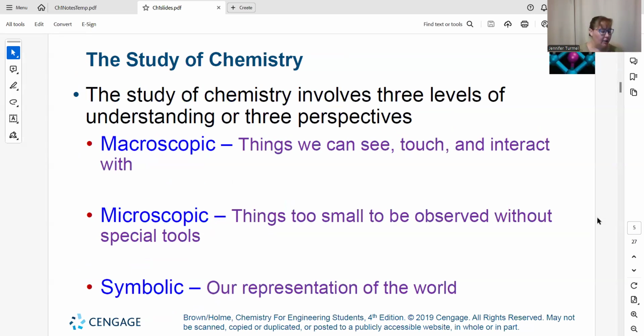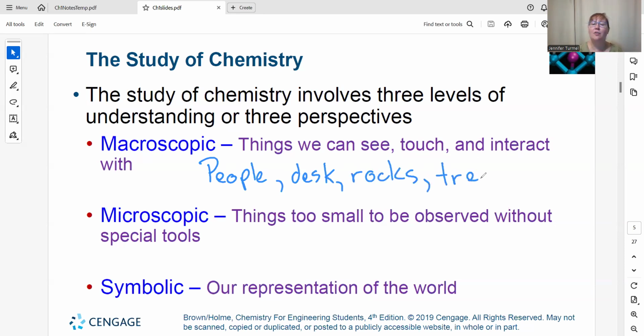So now let's take a look at our next step here. The study of chemistry involves three levels of understanding, or three perspectives. Macroscopic are things that we can see, touch, and interact with. So some examples of that might be people, a desk, rocks, trees. Okay, so these are all things in our world.